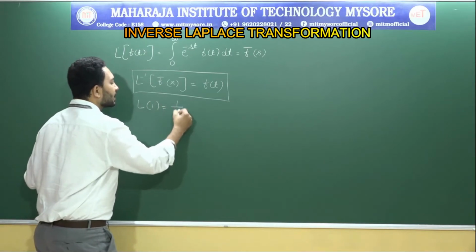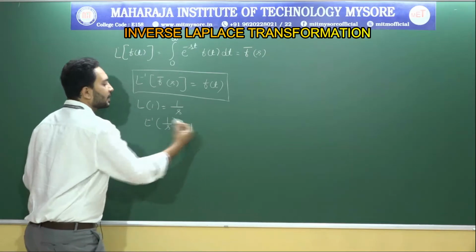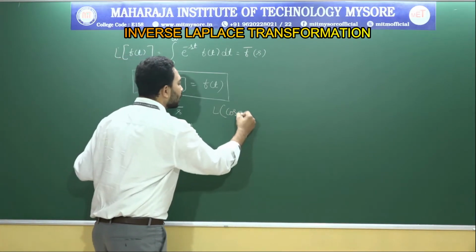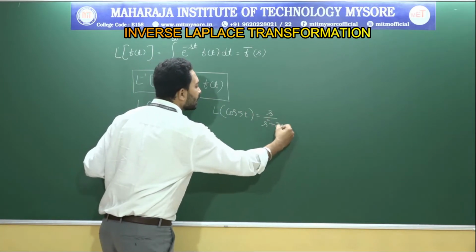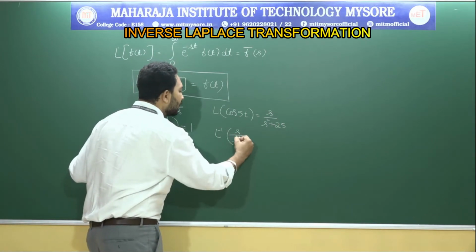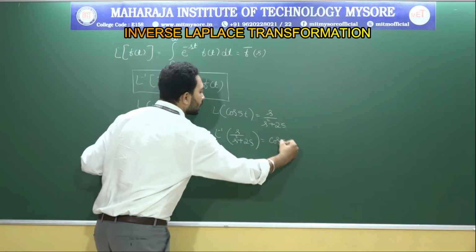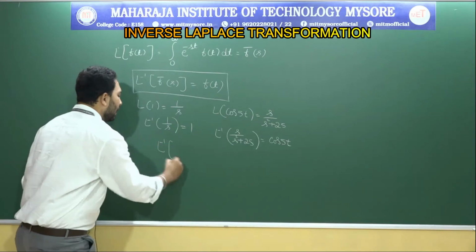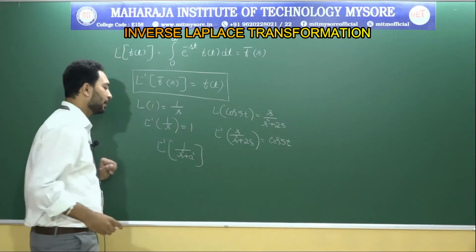So for example, we know the Laplace of 1 is 1 by s. Then what is Laplace inverse of 1 by s? It is 1. We know the Laplace of cos 5t is s divided by s square plus 25. Then Laplace inverse of s divided by s square plus 25 is cos 5t.